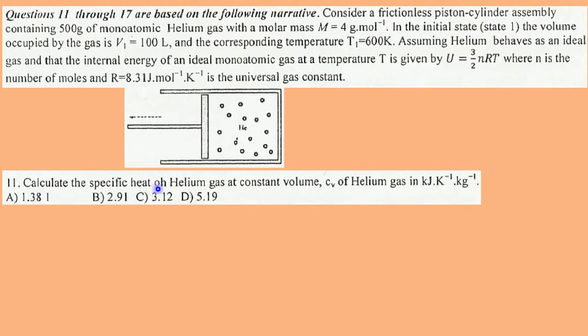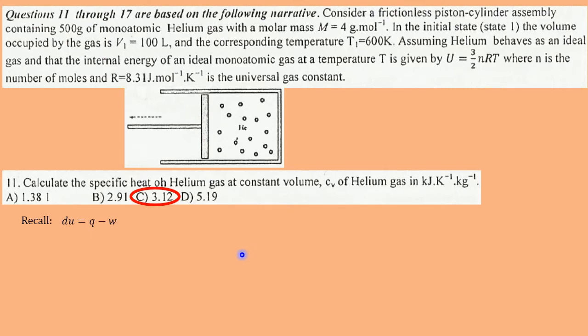Calculate the specific heat of helium gas at constant volume, Cv, of helium gas in kilojoules per Kelvin per kilogram. So right there, the answer should be 3.12 kilojoules per Kelvin per kilogram. Let us find out how to get that answer.